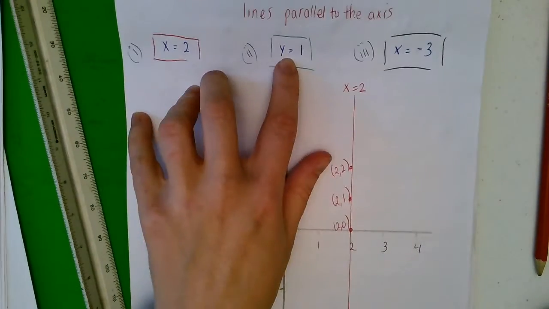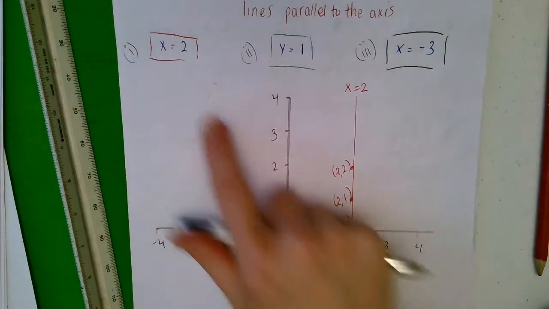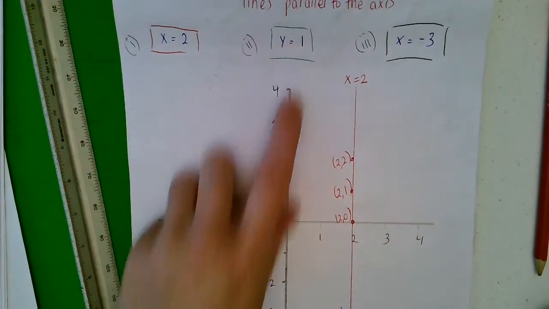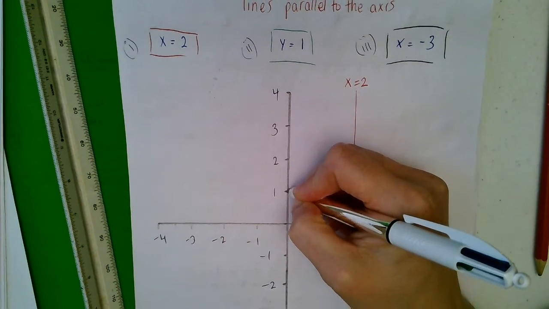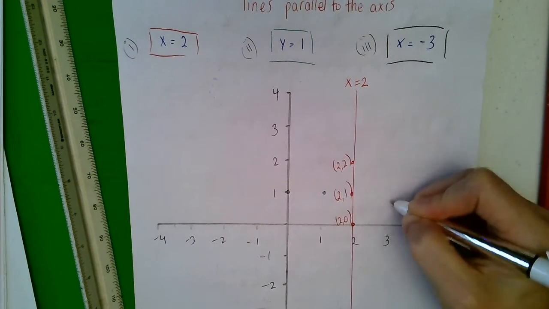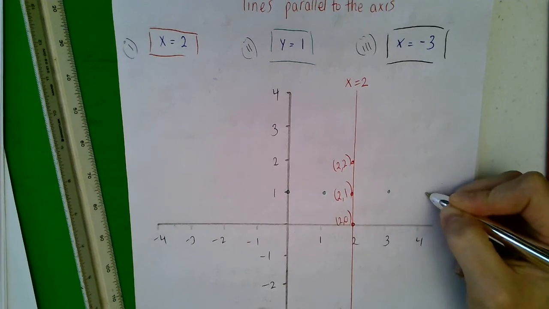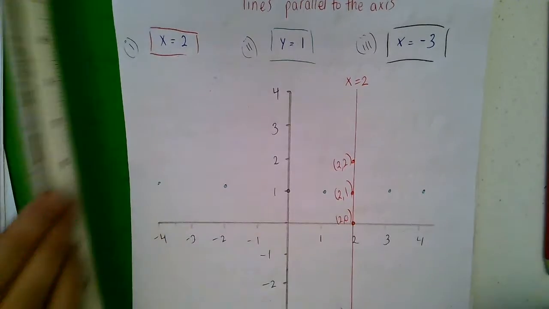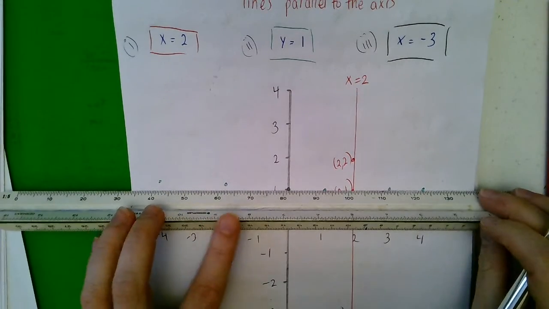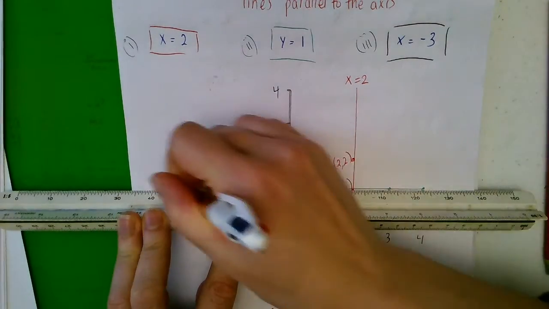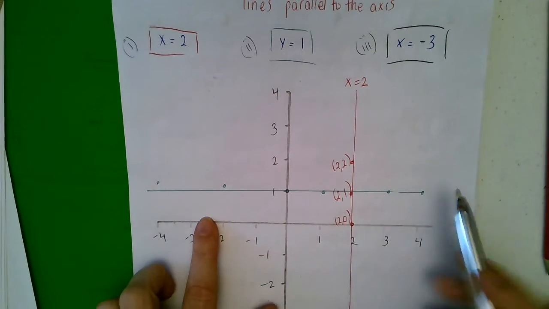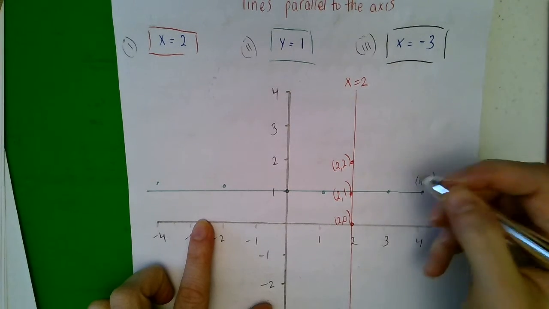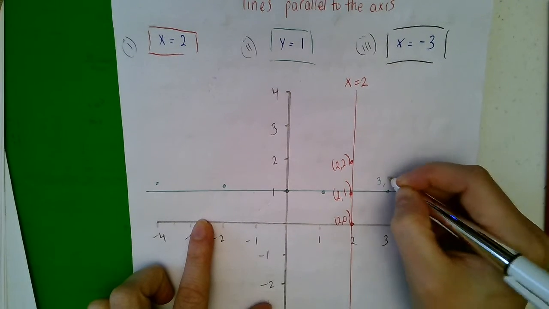Okay, we're going to look at y equals 1. So similarly to the first example, x equals 2, in this example, y equals 1. It means that y will always be 1. Okay, so no matter where you are on the line, y will always be 1. Okay, so we're going to plot a few points here. But notice how all of the coordinates, and my points are a little bit off, but you'll get the idea, the y part of the coordinate is in fact 1.